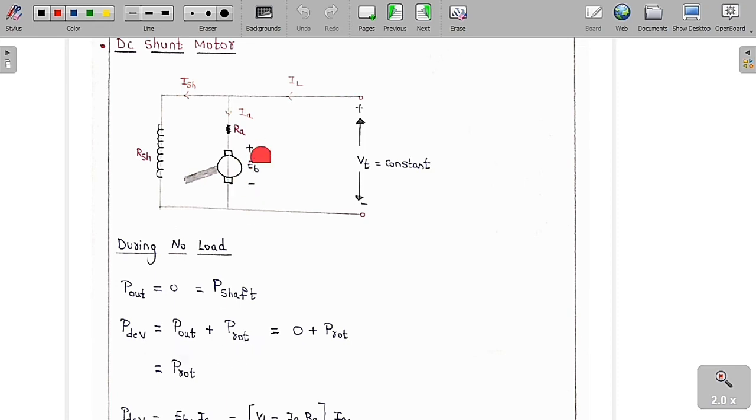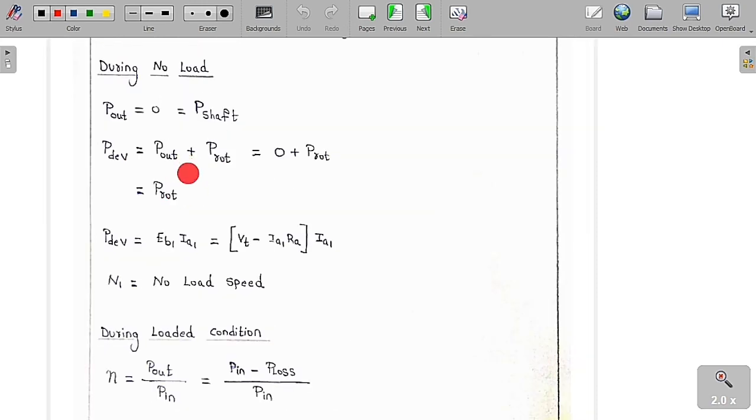So whatever power is developed here is equal to the rotational losses, which is EB into IA, because there is no output power. Electrical power developed is equal to the output power plus rotational losses, as you can see clearly from the power flow diagram. As output power is equal to 0, whatever power is developed is equal to rotational losses.